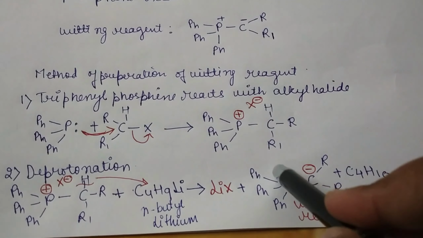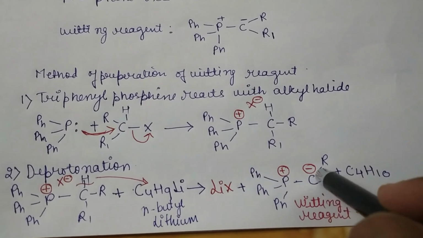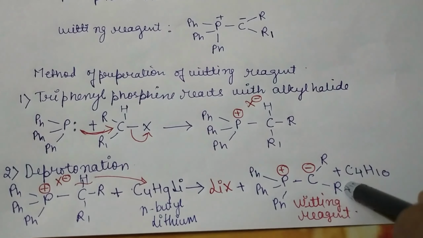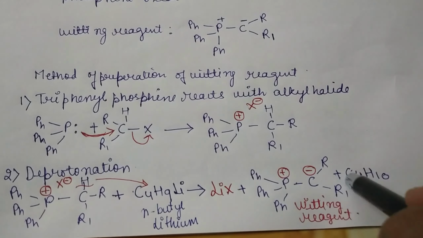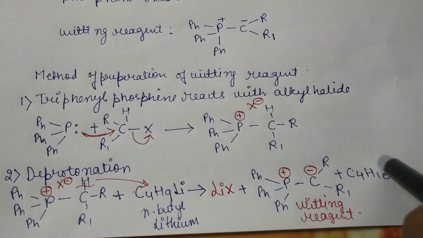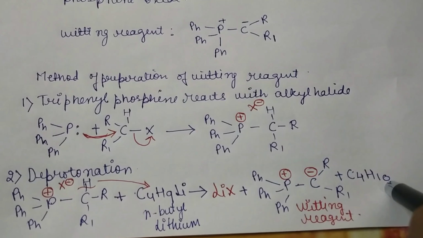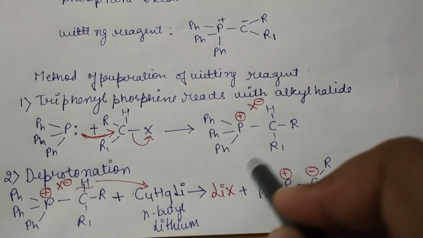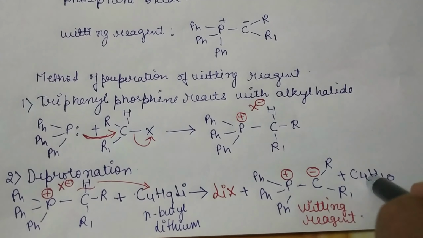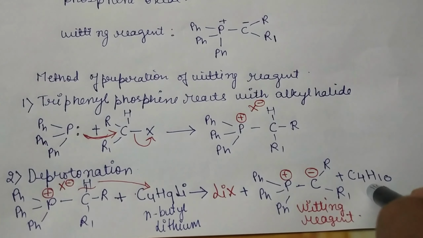The phosphorus will carry a positive charge and the carbon will carry the negative charge, and the butane will form as a by-product, C4H10, an alkane derivative. So here Wittig reagent plus alkane formation takes place.